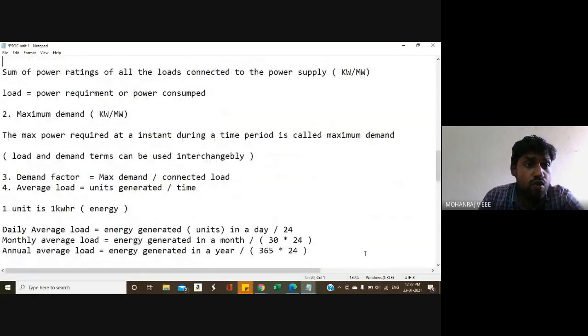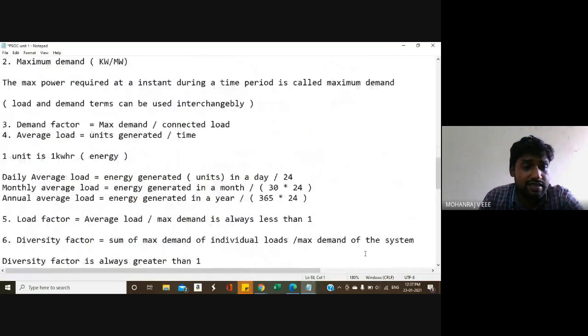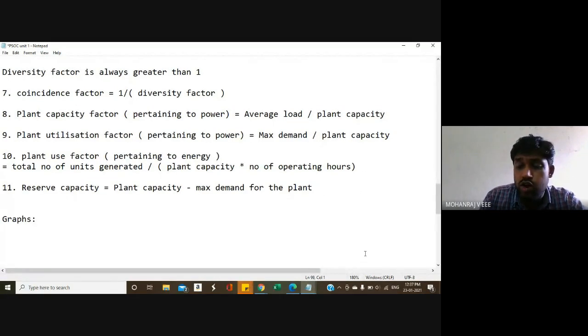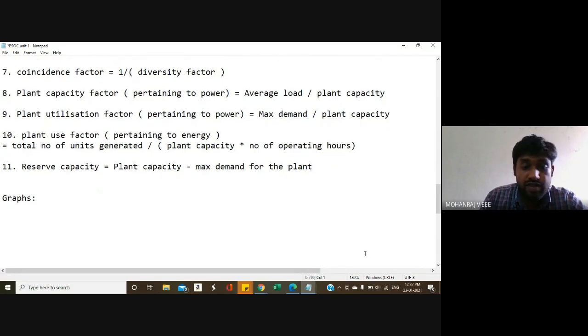Now let us talk about a few graphs that are helpful for the economic operation of the power system. So what are those graphs? The first graph is known as the load curve.